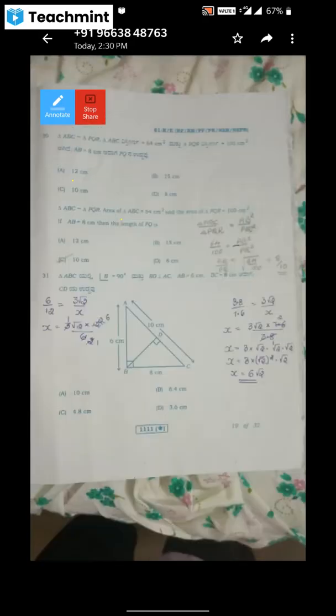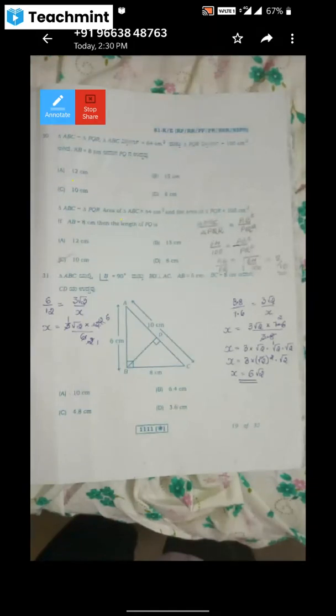Okay, next, the 30th one. Triangles ABC and PQR are similar. The area of triangle ABC is 64 centimeter square and the area of triangle PQR is 100 centimeter square. If AB is equal to 8, since 8 square is 64, then what is PQ? The square root of 100 is 10.